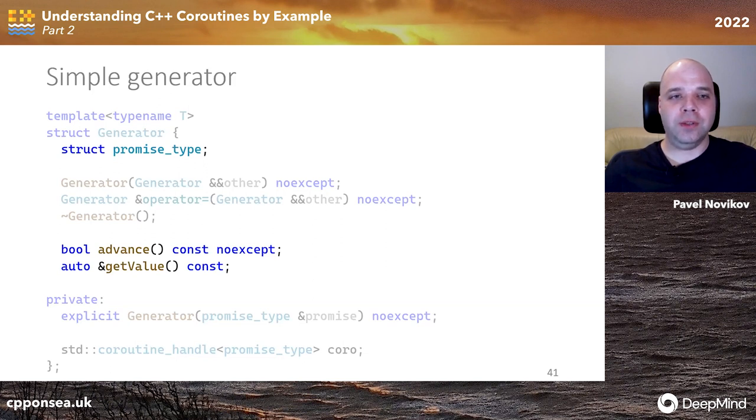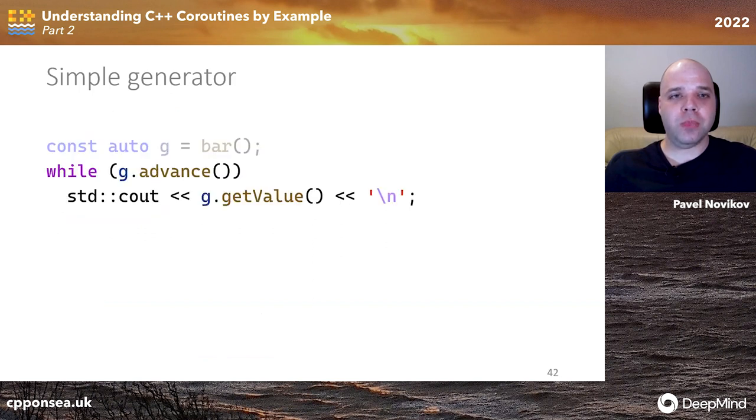And we have two different members, advance, which advances the coroutine in the sequence of yielded values, and get value. And for this approach, we need to modify the promise type, and we need to implement the advance and get value member functions. Let's do that. And so this is how we have to use it.